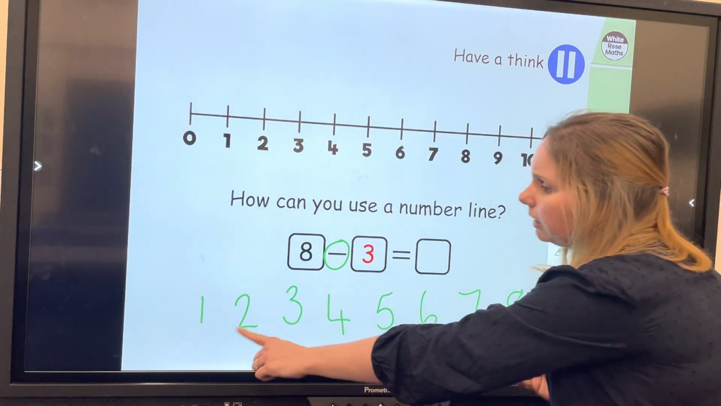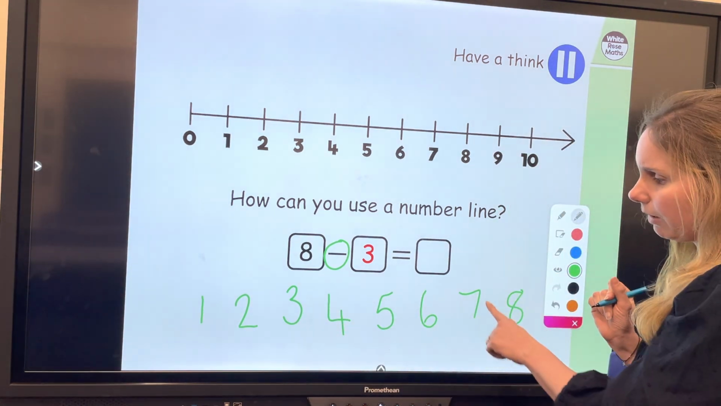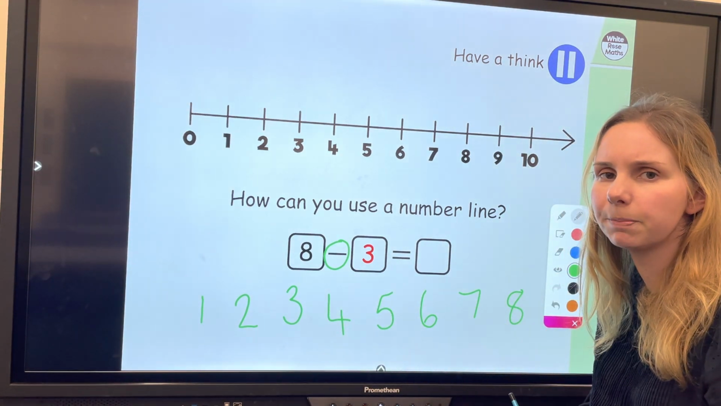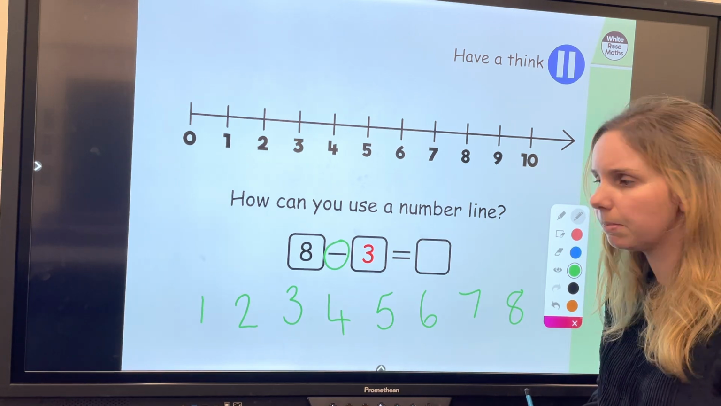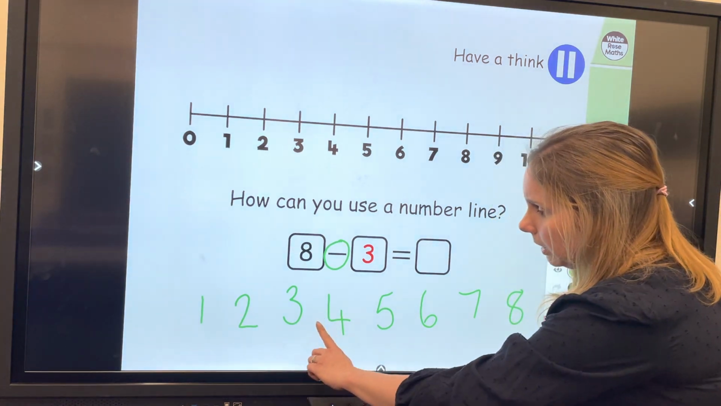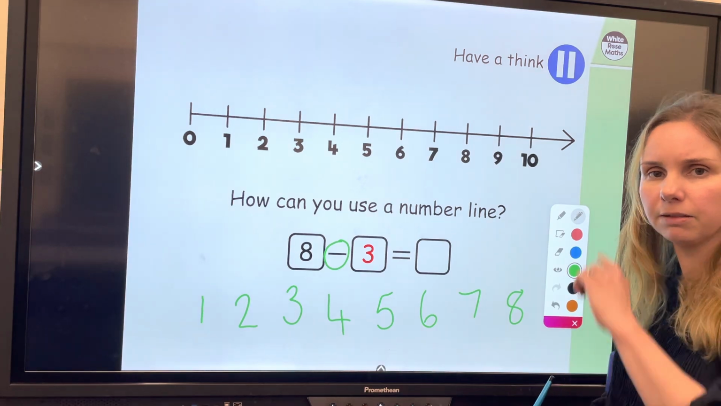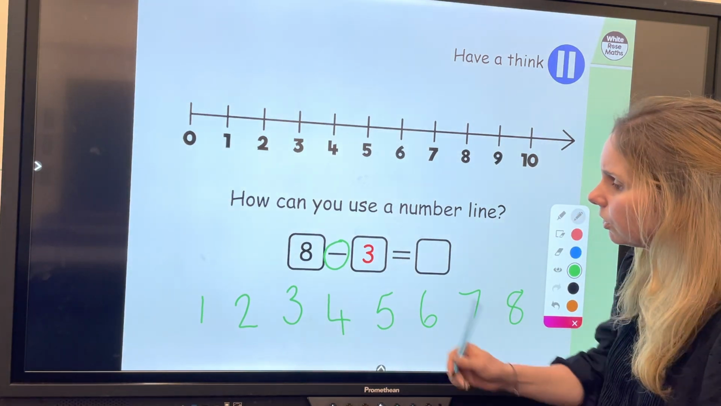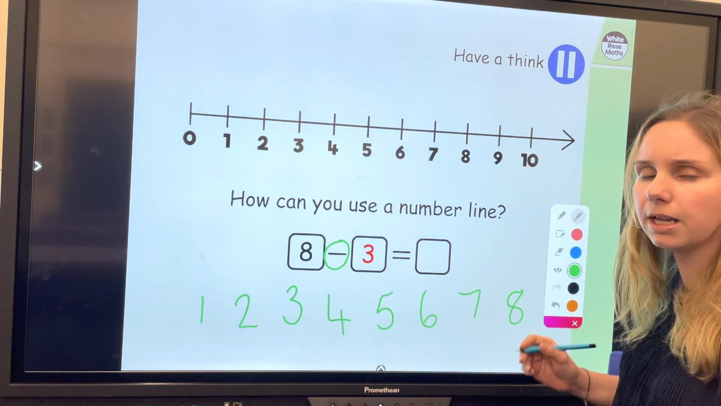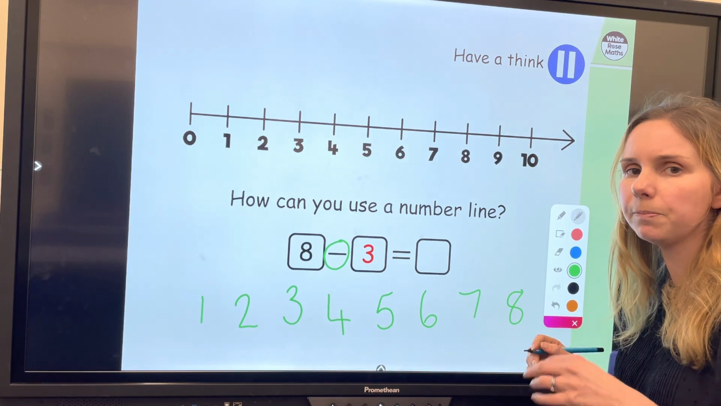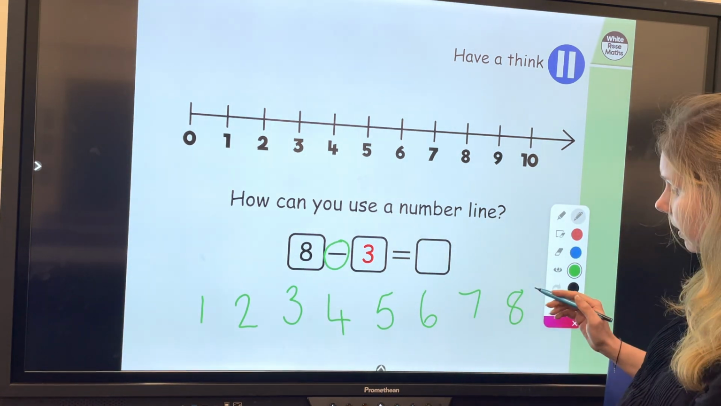On your number line that you've just drawn at home, can you have a go at doing 3 jumps back? But a top tip is please leave a gap between the numbers. It makes it a lot easier to do your counting back. So 8 subtract 3 equals. Pause me at home and have a go. Let's see, did we get the same as me?